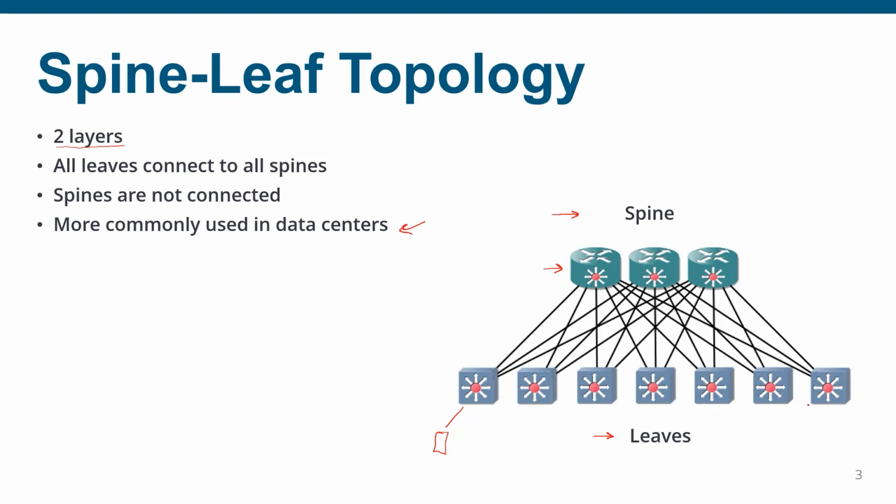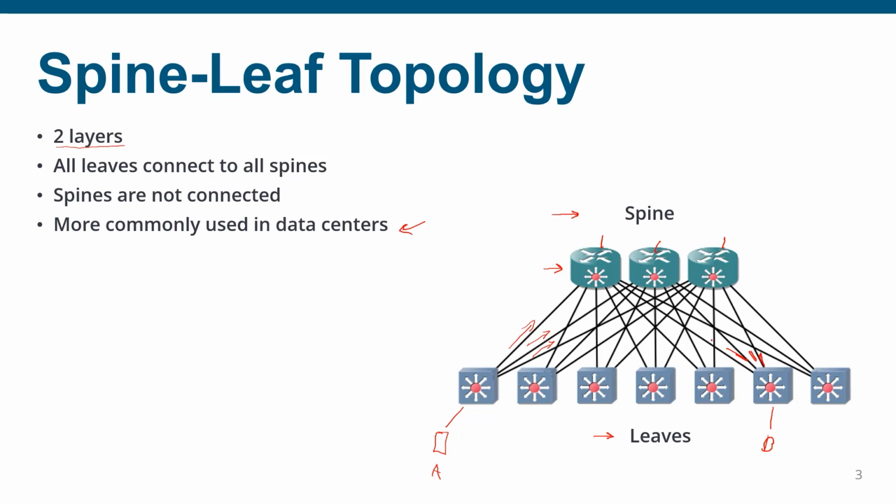spines. This means that if you have server A here and server B here, if A wants to talk to B, it can do equal cost multipathing and go up all of these uplinks, because each one of them has an equal cost, hitting each one of our spines and then coming down to server B over here.